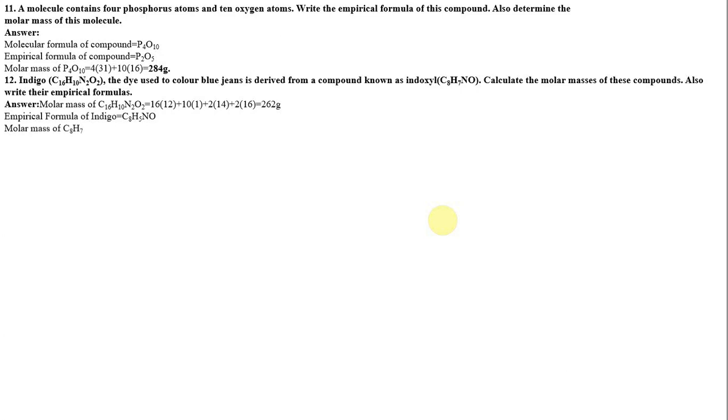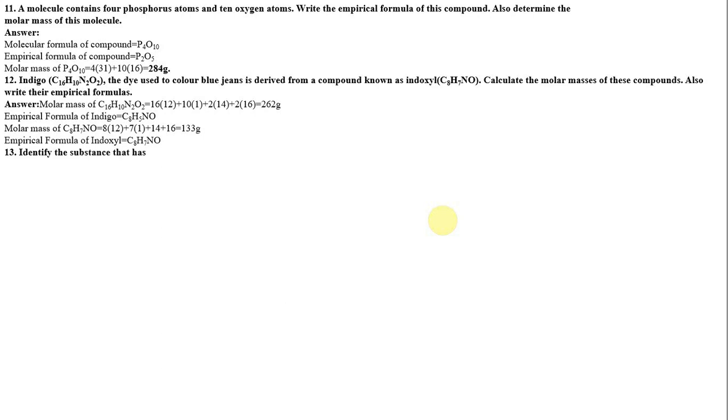Molar mass of indoxyl, C8H7NO, is 133 gram, and the empirical formula of indoxyl will remain the same as the molecular formula, that is C8H7NO. Because here there is no number given by which we can divide all the coefficients, the empirical formula and molecular formula for indoxyl are the same. Question number 13.